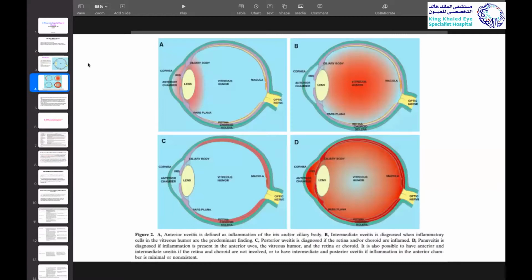Uveitis is an inflammation, and like other inflammation, it can spread to adjacent locations. This picture shows the main types of uveitis. Anterior is defined as inflammation of the iris and or the ciliary body. Then there is the intermediate, which is in the vitreous humor, as you can see here in diagram B. There is the posterior, of the retina and the choroid, and there is the pan, which involves all of it.